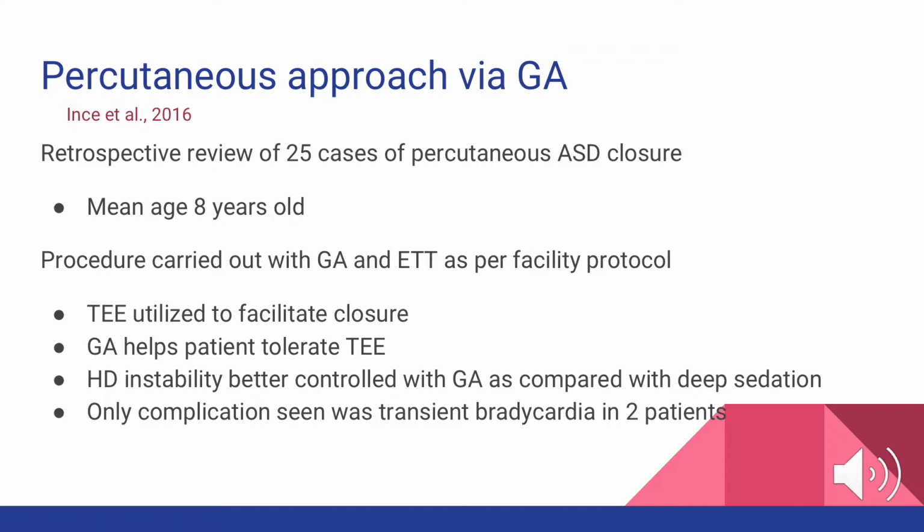So NC and colleagues in 2016 did a retrospective review of 25 cases of percutaneous ASD closure. The mean age was 8 years old. The procedure was carried out with general anesthesia and an endotracheal tube as per facility protocol. A TEE probe was utilized to facilitate the closure, and the general anesthesia helped the patient better tolerate the TEE. Hemodynamic instability was better controlled with general anesthesia as compared with deep sedation. The only complication seen was transient bradycardia in 2 patients.